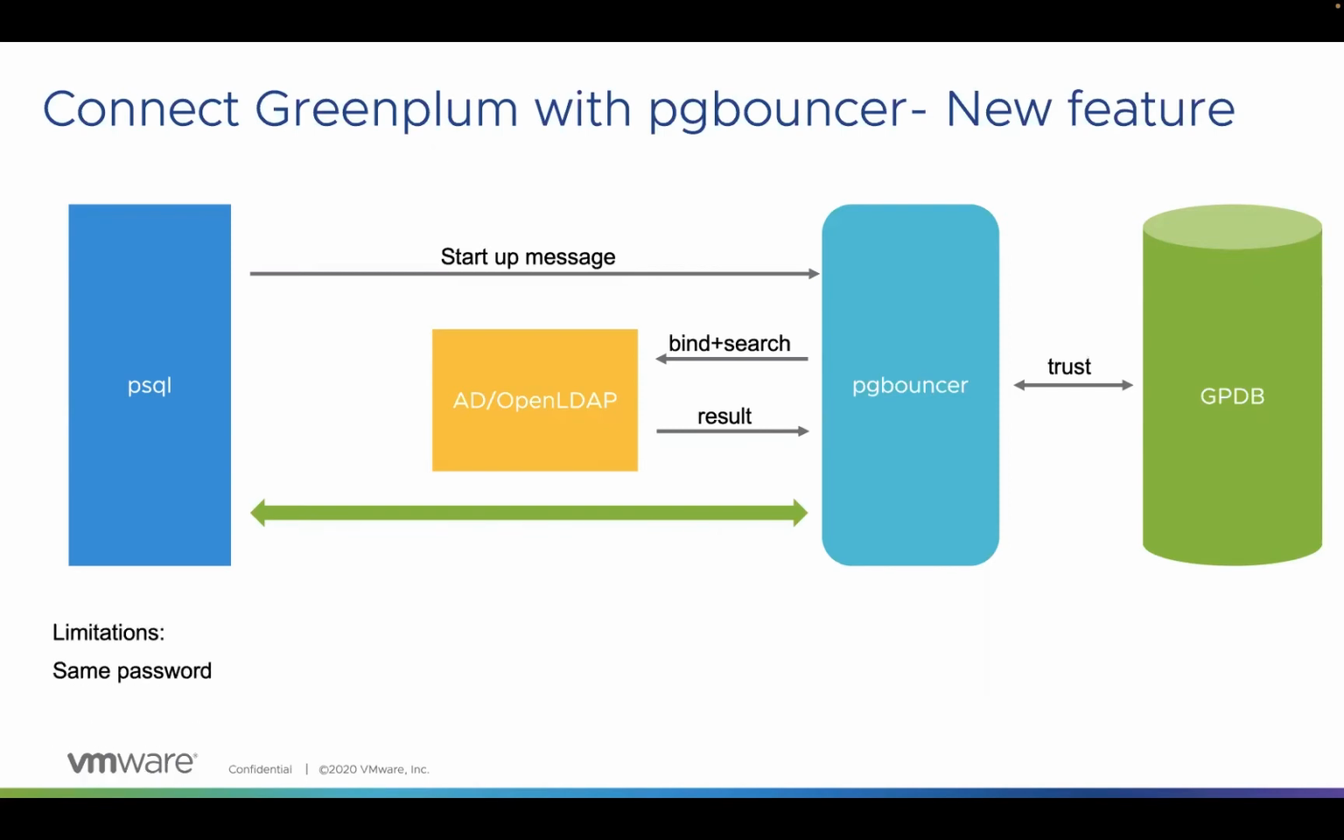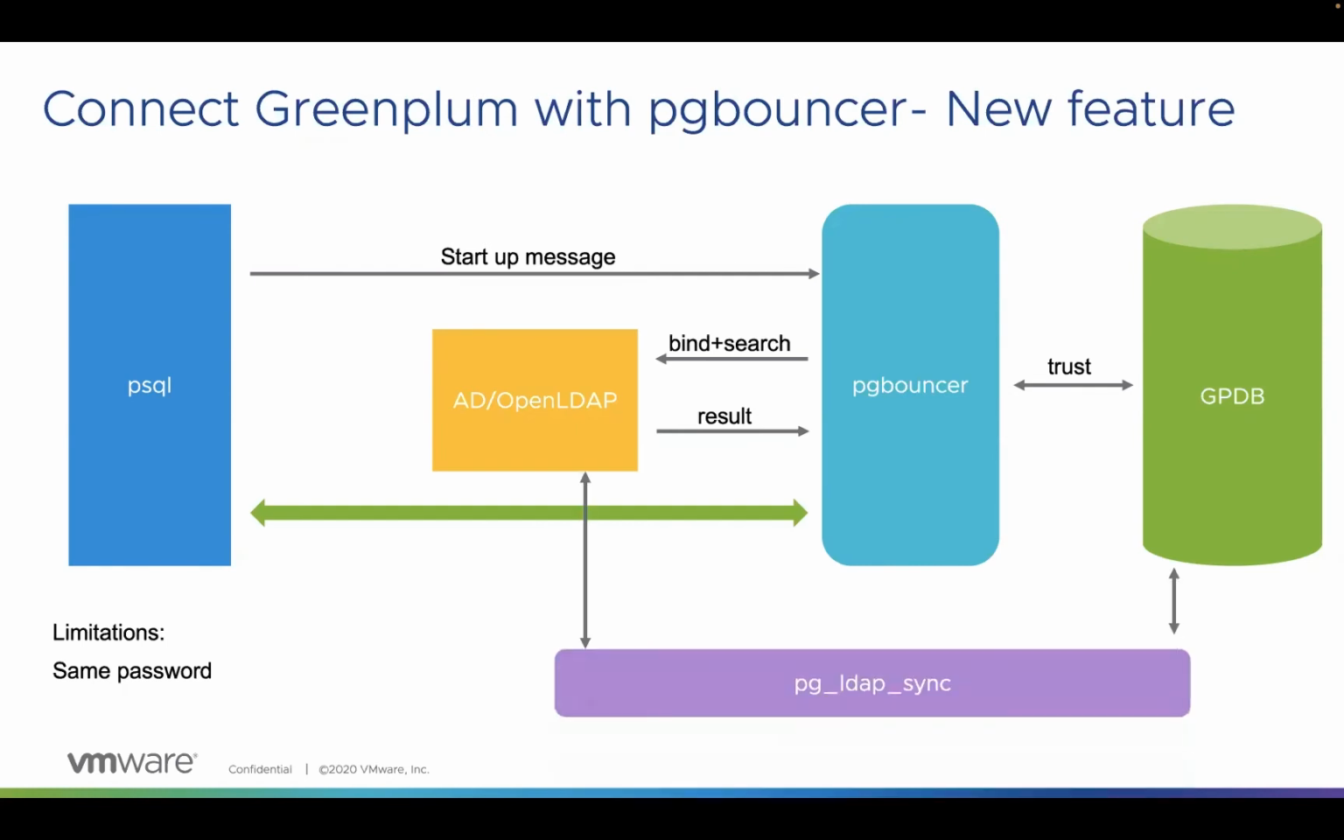There's a limitation that the password in LDAP server of one user must stay the same as the password when it was created. But if you set the connections between PgBouncer and the GPDB as trust, there is no such limitation. So when users want to use the PG LDAP sync tool, nothing will be changed. The information between LDAP server and the GPDB can be synchronized perfectly, automatically.